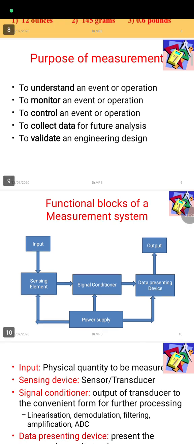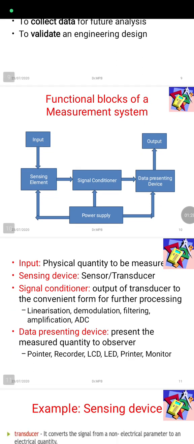The functional blocks of a measurement system. Figure shows the functional blocks of a measurement system. It consists of three basic functional blocks. One is sensing element, another one signal conditioner, third functional block is data presenting device. All these functional blocks require power supply and input is given to the sensing element.